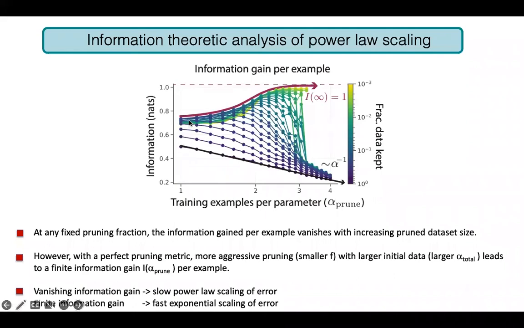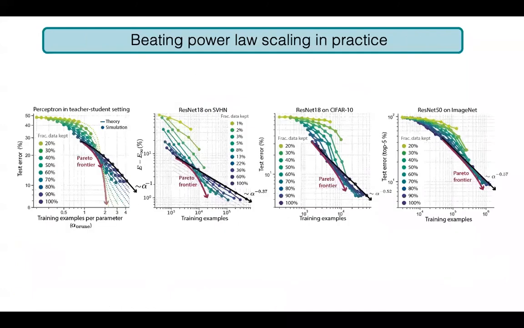If you do this aggressive pruning strategy, asymptotically, as you get more and more initial data and prune more aggressively, the information gain asymptotes to a finite constant. And so basically each new example is giving you a finite amount of information, which explains the exponential decay of the test error with pruned data set size. Okay. All right, let's get practical.